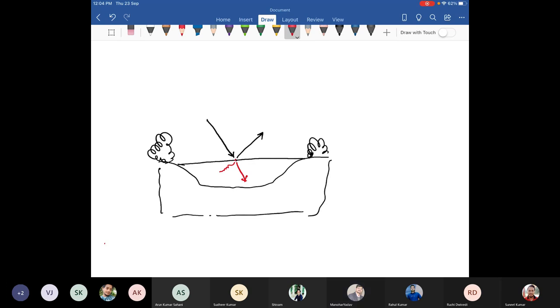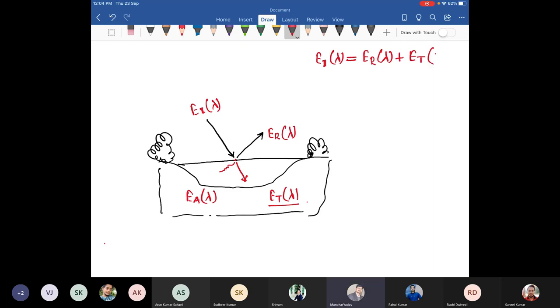By applying the law of conservation of energy, you need to write that the incident energy spectral value EI is equal to ER, the reflected component, plus ET, the transmitted component, plus EA, the absorbed component.